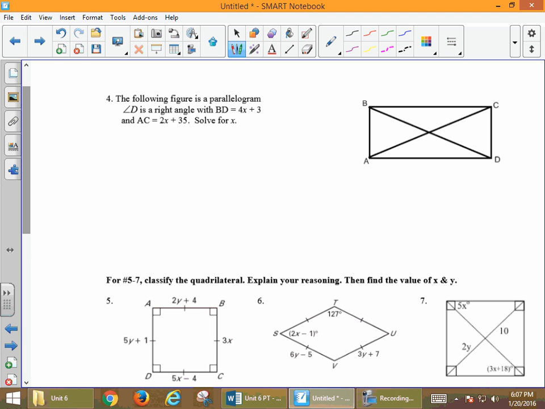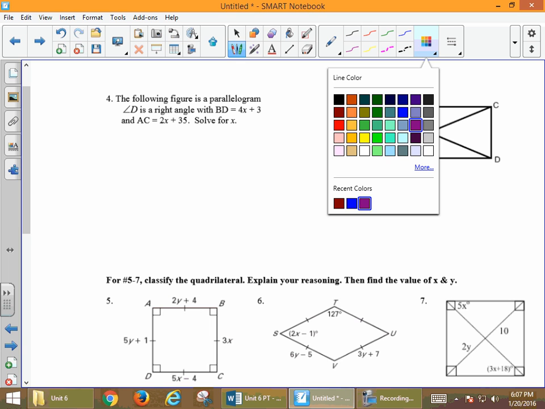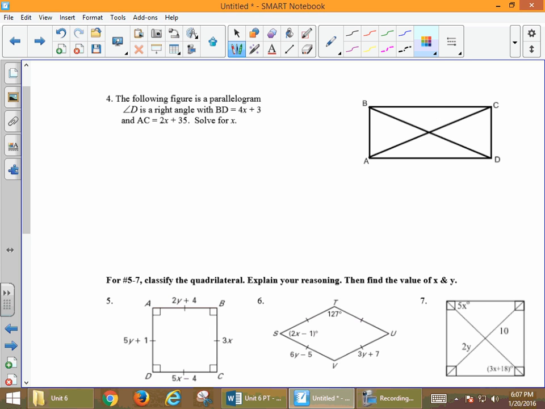Question number 4. It says the following figure is a parallelogram. What does that mean? Well, if it is a parallelogram, the top and bottom are parallel. The left and right are parallel. We know that opposite sides are congruent. We know that opposite angles are congruent. The whole list of 7 or 8 different things that we know about parallelograms is all true.